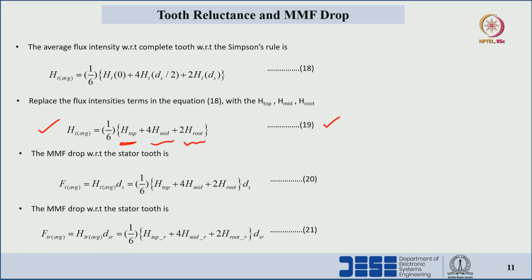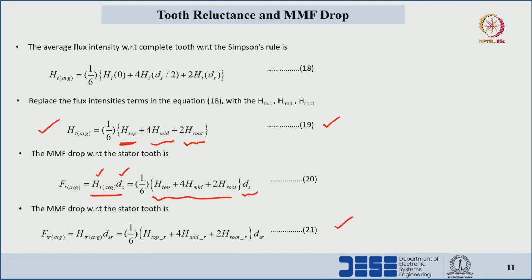Once we know the magnetic field intensity, we can find the MMF drop. MMF is nothing but h into L. Here ht average we have calculated based upon the Simpson rule, and ds is the length, that is slot depth or tooth depth. It equals 1/6 of ht top plus 4 into flux intensity at the middle portion of the tooth plus 2 into flux intensity at the bottom portion of the tooth, into L. So, based on this equation we can calculate the MMF drop at the stator tooth.